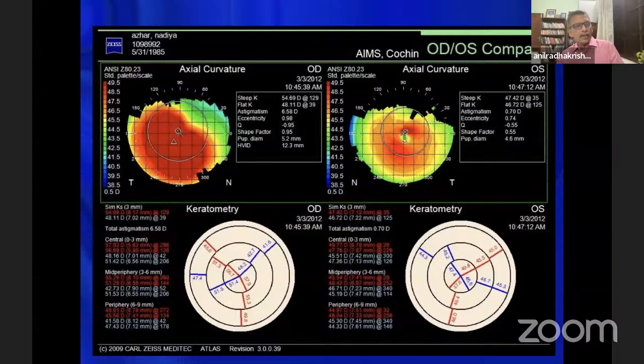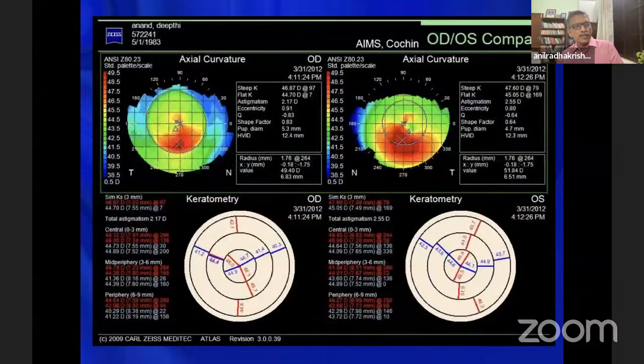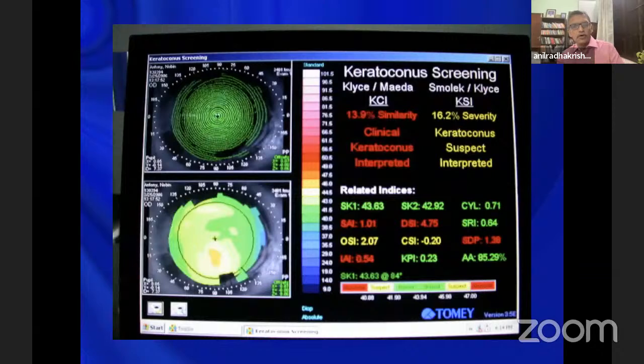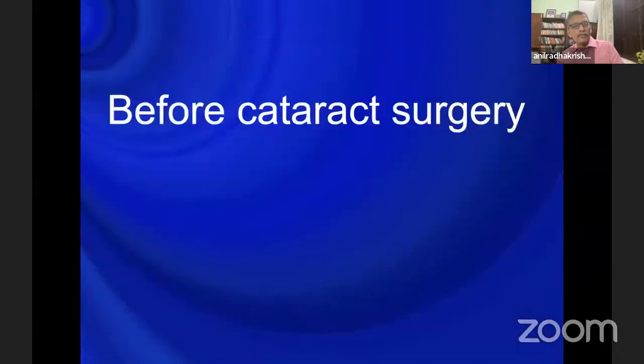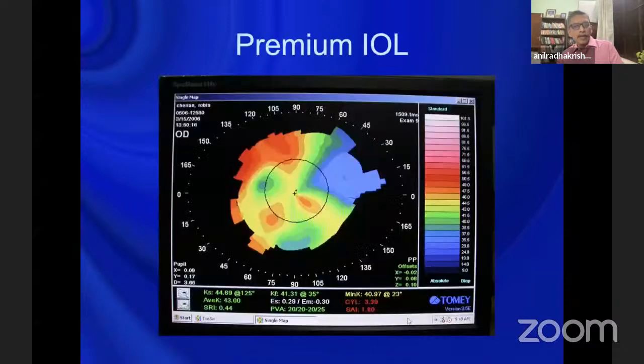So this is a patient again with keratoconus. I will not go into this. There are different software criteria based on which you can also make the diagnosis, which are there in multiple machines. So I'll just tell you about cataract surgery also. Before cataract surgery, it's very important to do topography, especially when the patient is opting for a premium IOL.